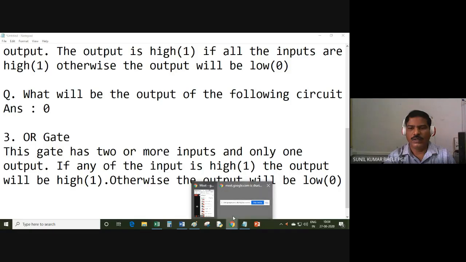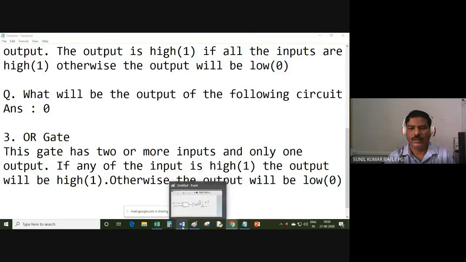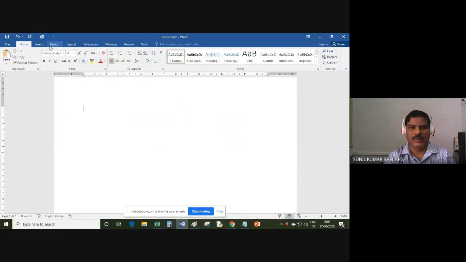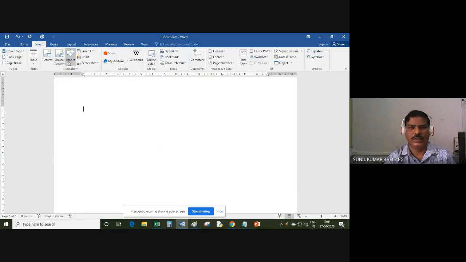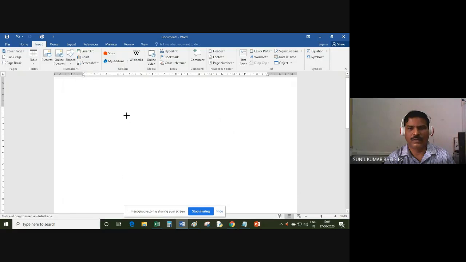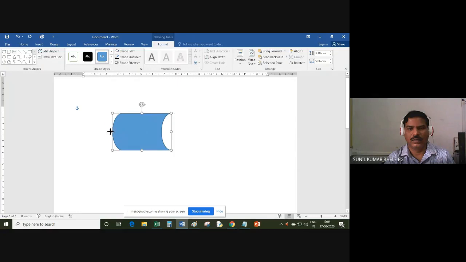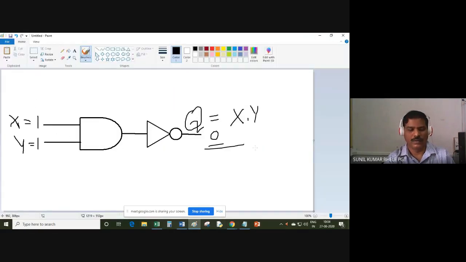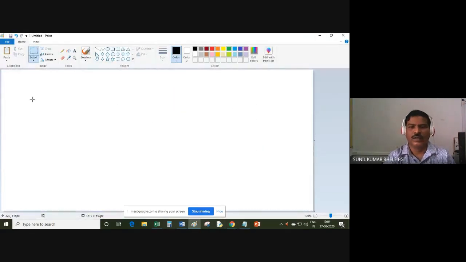Now, how to draw the OR gate with the help of Microsoft Word? I will design here, insert shapes. Let's see. With the help of Paintbrush, I will tell you how to draw the OR gate.